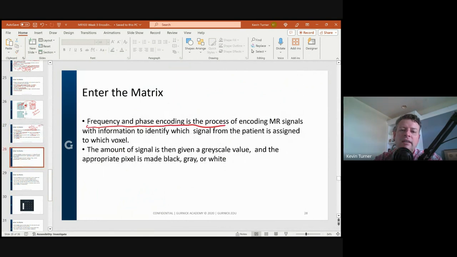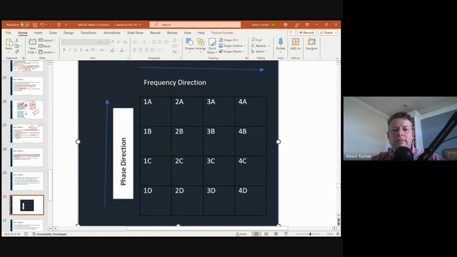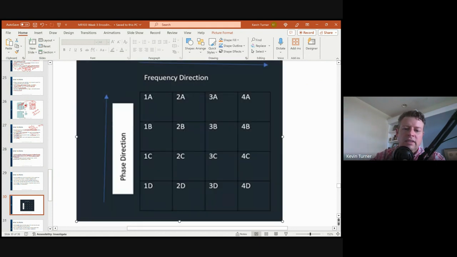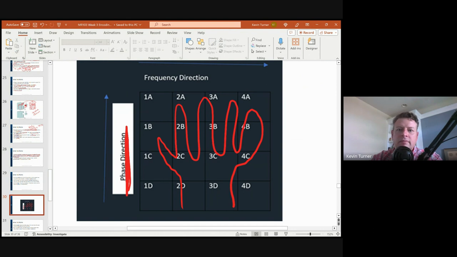So the frequency and phase encoding process is encoding of MR signals with information to identify which signals from the patient are assigned to each voxel. So this is how I think of frequency and phase encoding. Once again, we have the patient with their hand here. We have to be able to tell where all of these voxels are coming from. In this case, the phase direction tells us, yes, exactly. Battleship is usually what I use for this analogy. The letter here is based on the phase direction: A, B, C, or D.